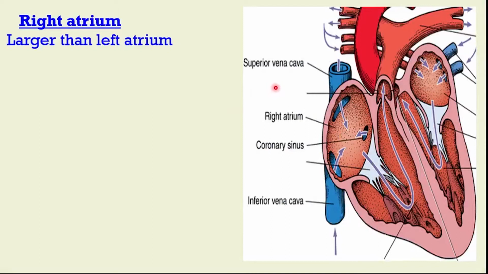Let's now discuss how atria work as receiving chambers. How do they receive blood from different regions of the body? First, coming to the right atrium, it receives deoxygenated blood from different parts of the body except the lungs. So, total deoxygenated blood is collected into the right atrium. That's why the right atrium is larger than the left atrium.